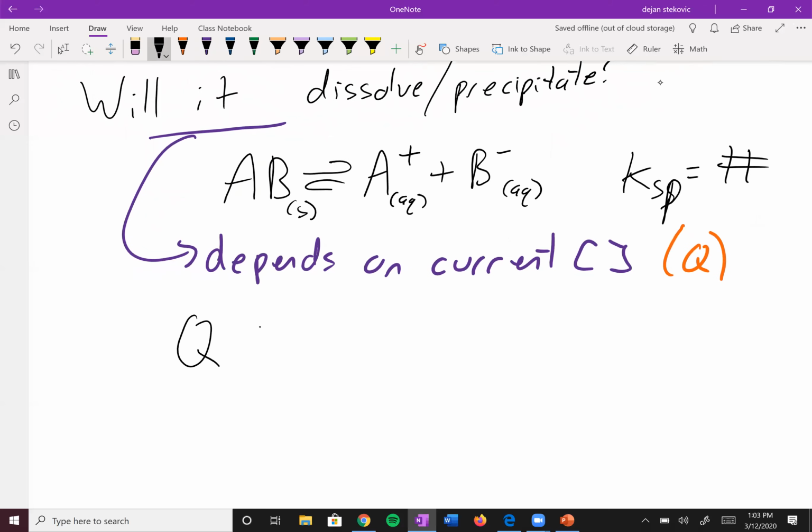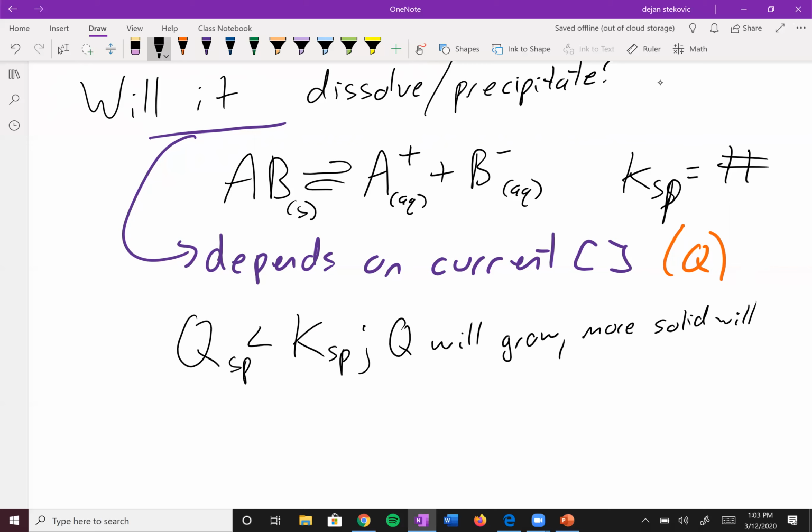So we learned if Q is less than K, and here we're talking about solubility, but it's the same thing, is Q going to get bigger or smaller? It's going to get bigger because it's going to go towards K. So Q will grow. If it's products over reactants, here we don't have any reactants. In order for Q to grow, what's going to happen to the concentration of A plus and B minus? They're going to increase. So what does that mean? It means that we're dissolving more stuff. So more solid will dissolve. If more solid will dissolve, what kind of solution do we have here? Do we have a saturated, supersaturated, or unsaturated solution? Unsaturated, right? If you're unsaturated, you can dissolve more stuff. If you're saturated, no more would dissolve, right? So this is unsaturated.